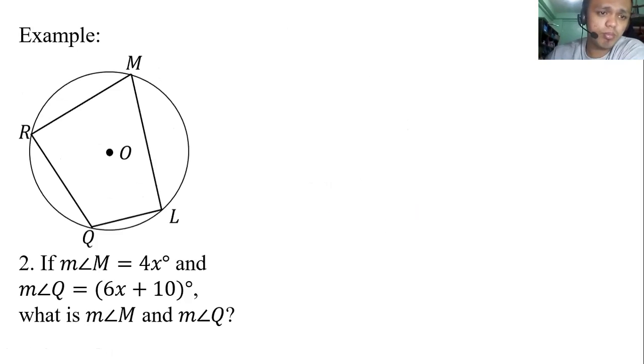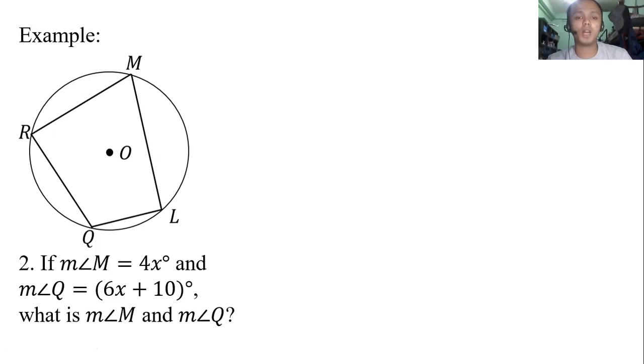Next. Ito, another example, no? In a circle O, now we have RMLQ as the inscribed quadrilateral. Now, if measure of angle M, ito yon, tinutukoy natin itong angle, is 4x degrees and your Q naman is 6x plus 10 degrees, what is the measure of angle M and measure of angle Q? So, dalawa lang, no? First thing to do here is to find the value of x, no?